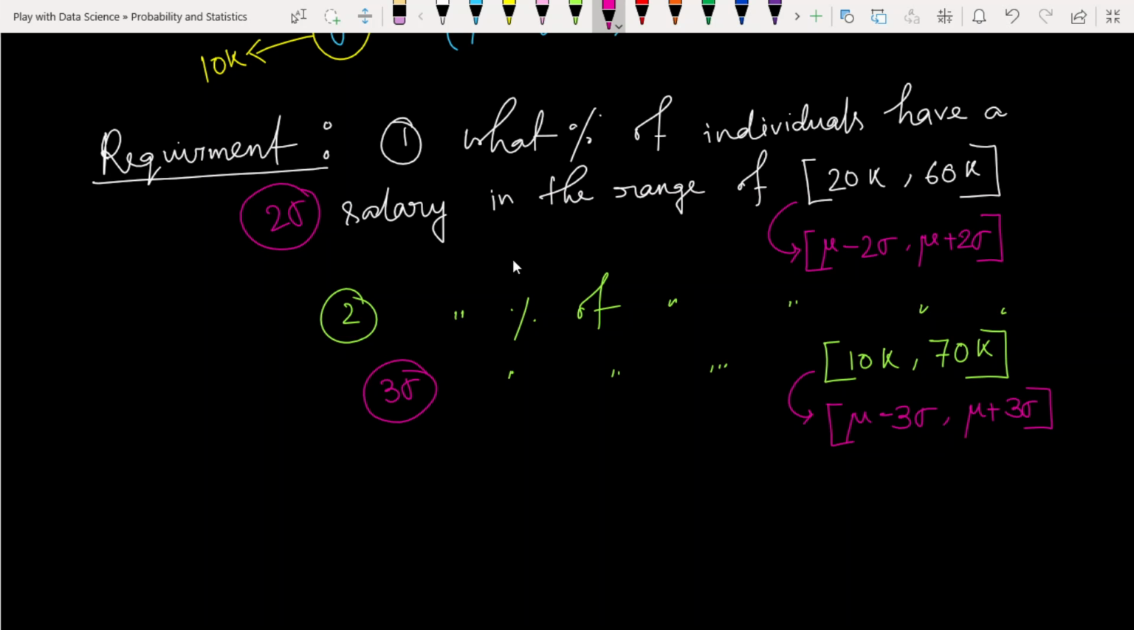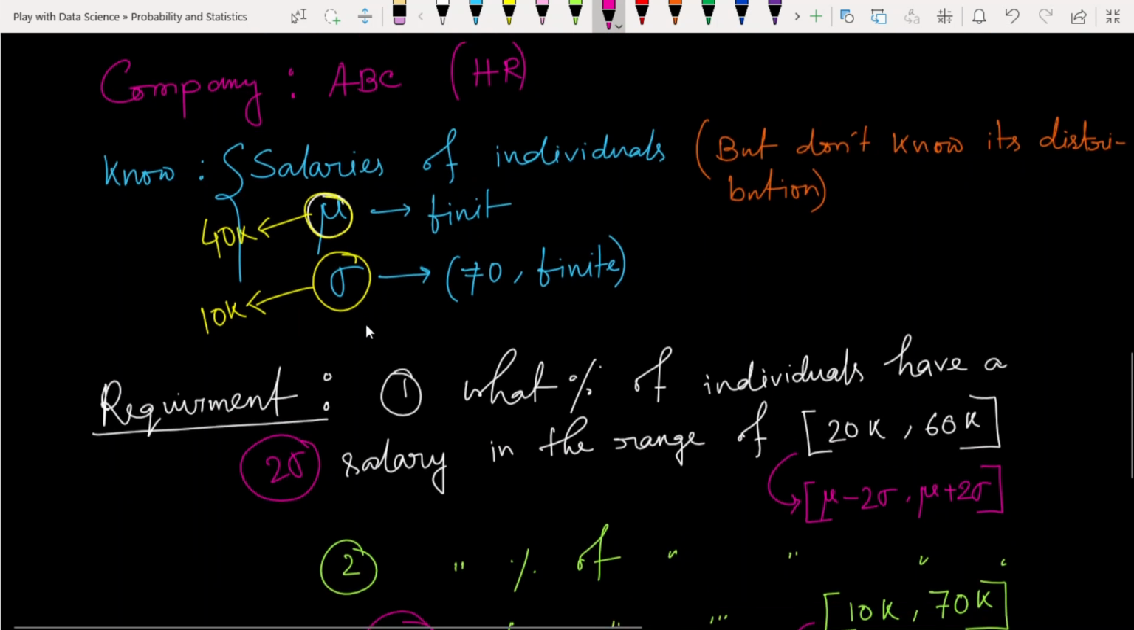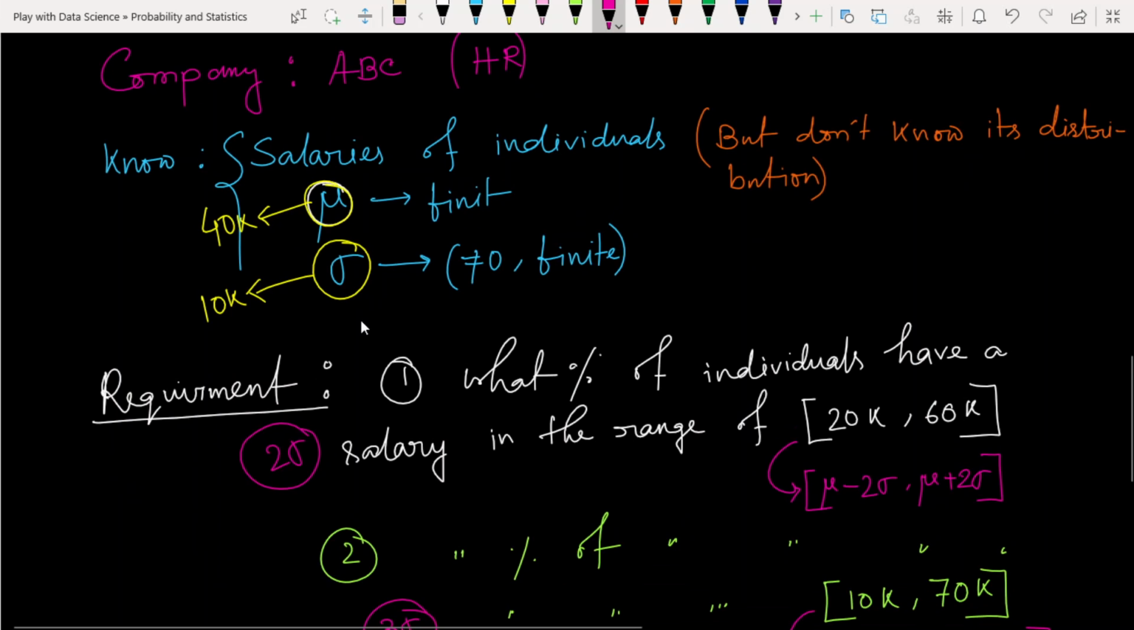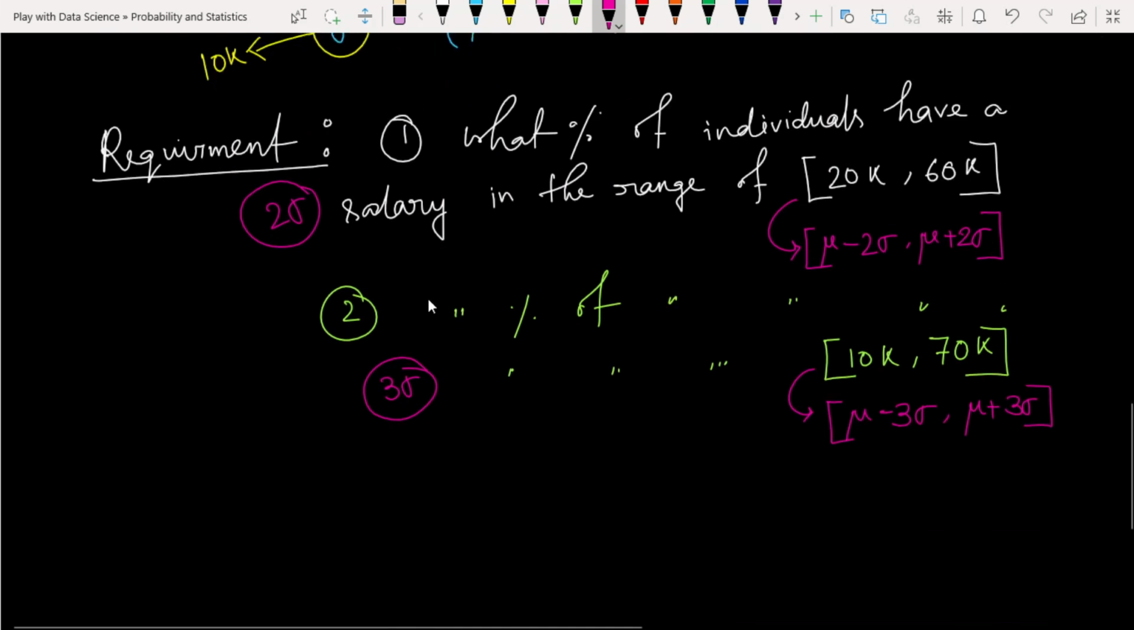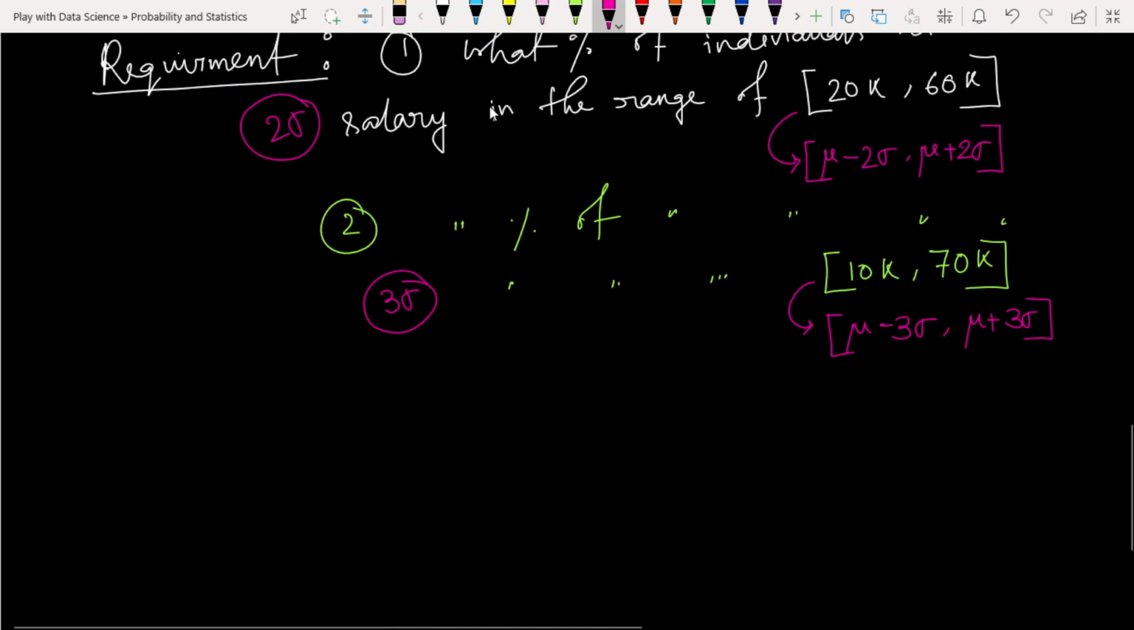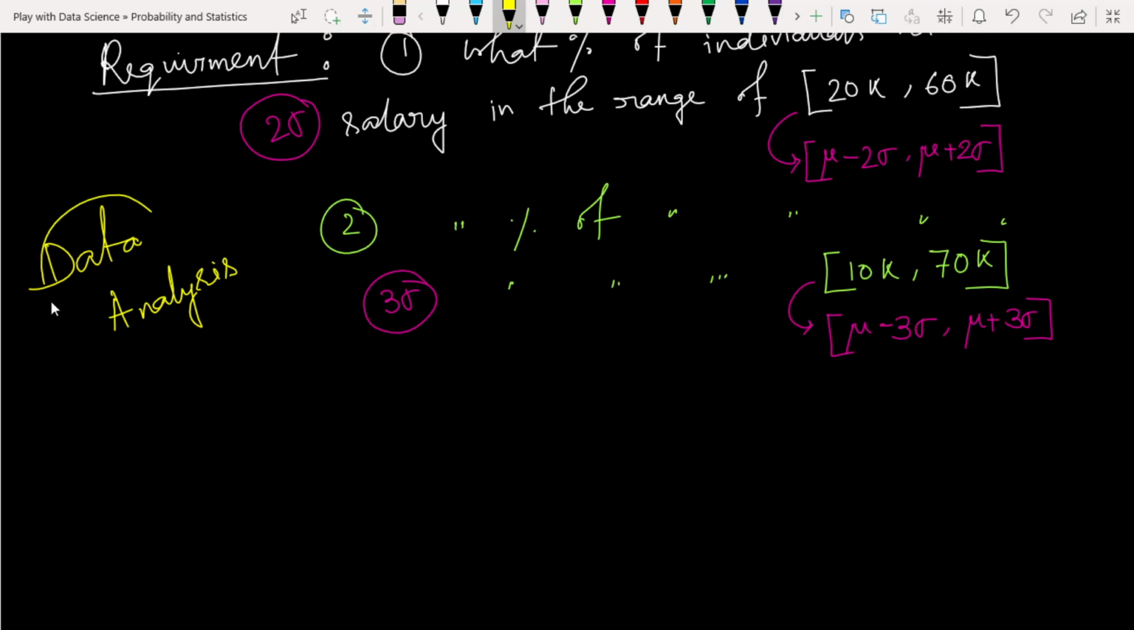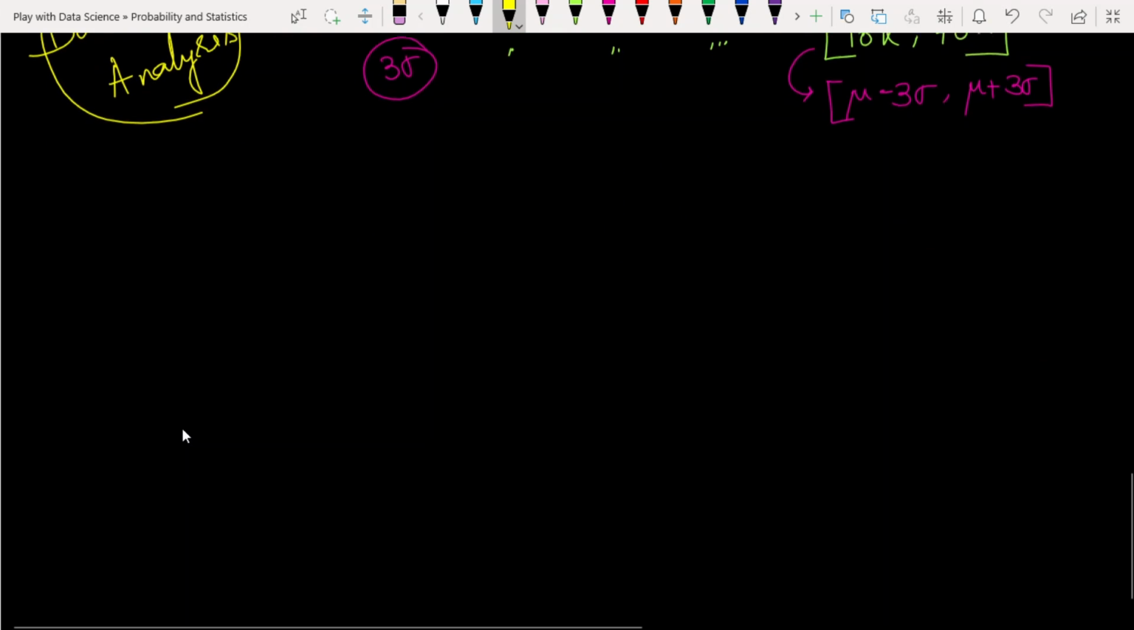So what could be the answer for these two requirements of our company? As a user, I want to know, because these are valid and important questions for a company. Let's see step by step how to answer them. This is a valid type of data analysis that we want to find the answer to.